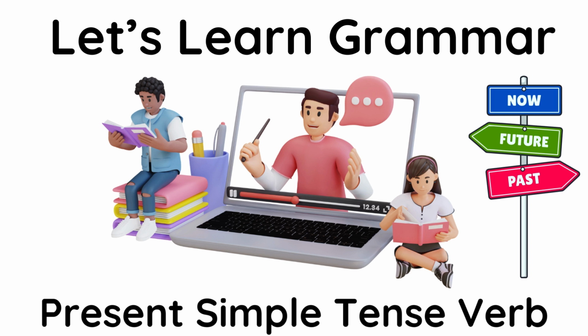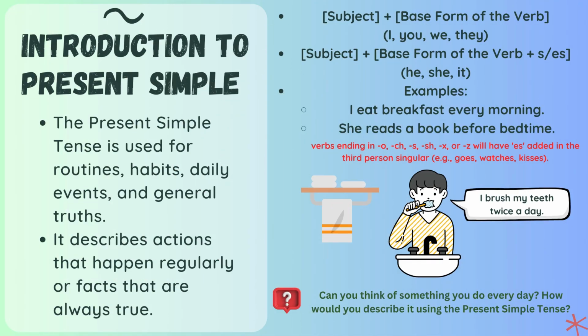Today we are going to look at the present simple tense verb. Let's have fun learning grammar. The present simple tense is used for routines, habits, daily events, and general truths. It describes actions that happen regularly or facts that are always true. Let's look at how to form these verbs.